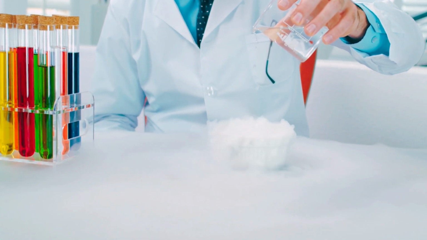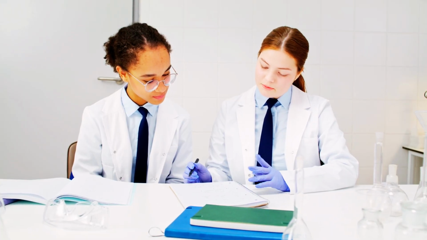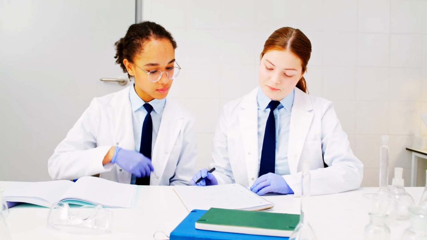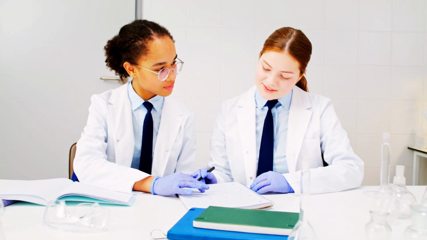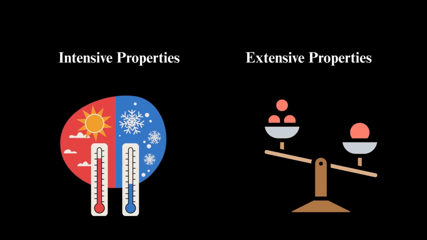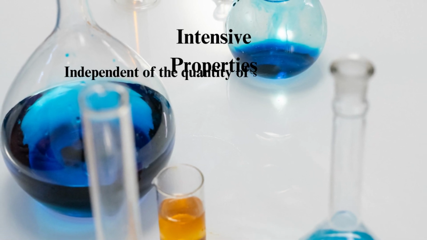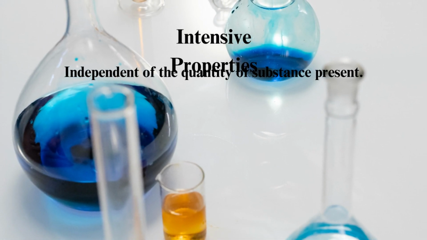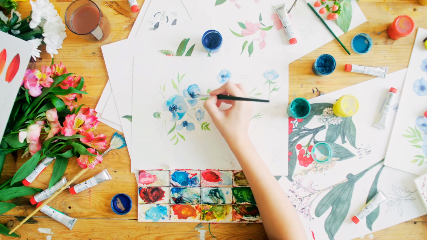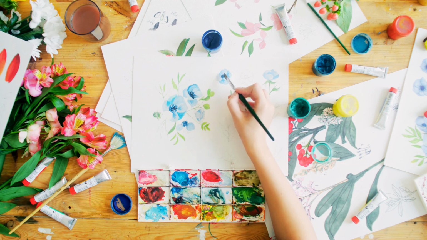Now that we've covered properties and changes, we can refine our understanding further. Some properties depend on how much substance you have, while others remain the same regardless of quantity. This brings us to intensive and extensive properties. First, intensive properties. An intensive property is a characteristic of matter that does not depend on the quantity of the substance present. It is a property of a substance that stays the same regardless of the amount present.